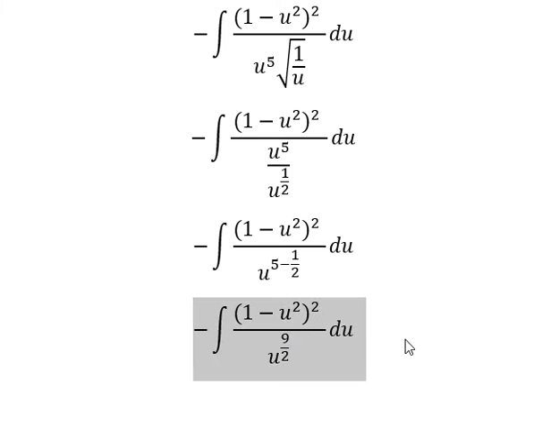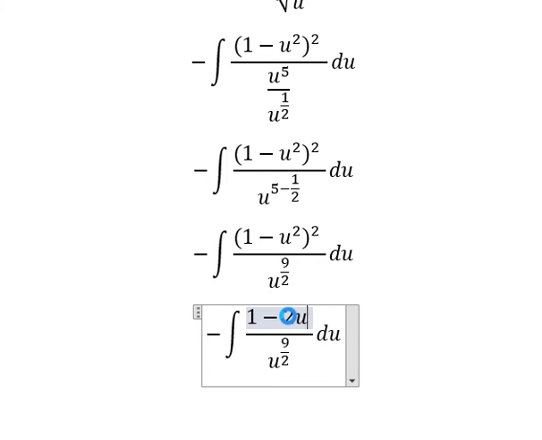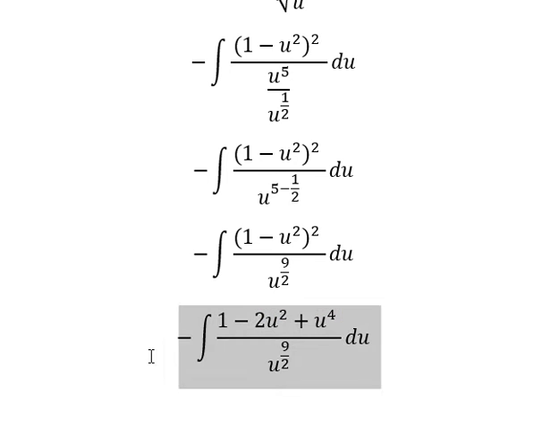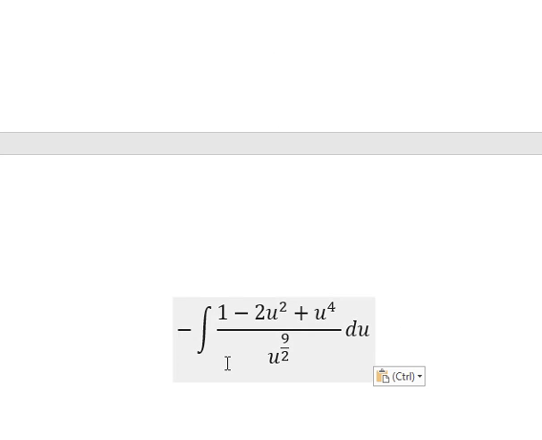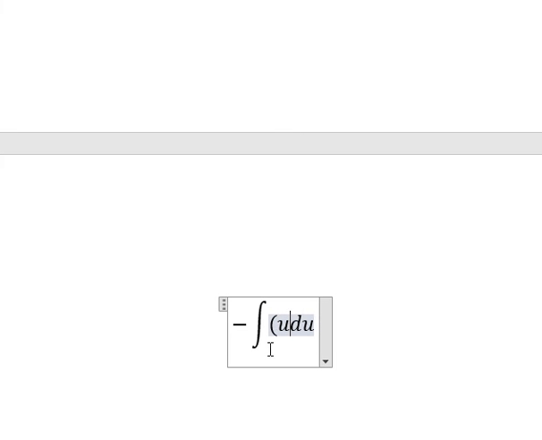Next, we need to expand this one, and you get 1 minus 2u square plus u to the power of 4. So we have 1 divided by u to the power of 9 over 2, u square divided by u to the power of 9 over 2, and u to the power of 4 divided by u to the power of 9 over 2. And you get u to the power of negative 9 over 2.